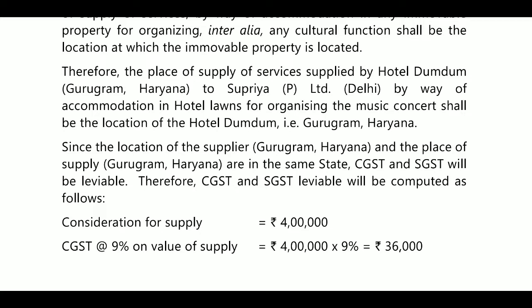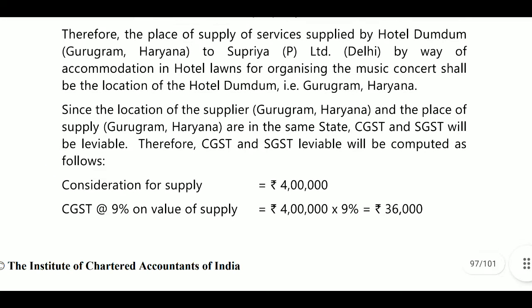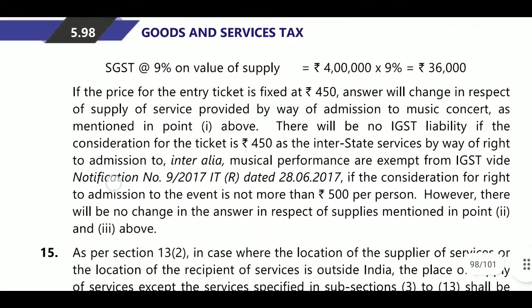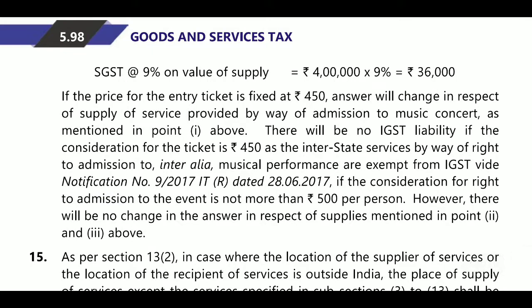Since the location of supplier (Gurugram) and the place of supply are in the same state, the tax will be CGST and SGST at the rate of 9% each. Next, if the price of the entry ticket is fixed at 450 rupees, the answer will change.